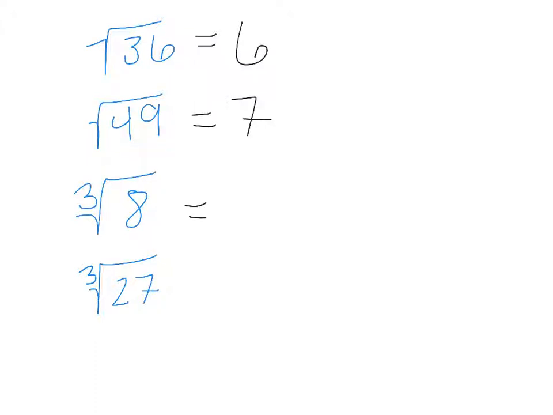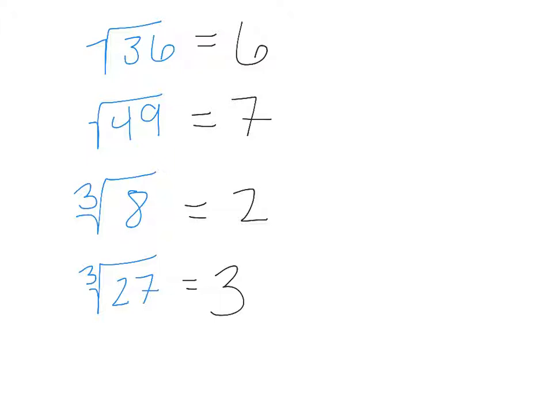The cube roots are a little trickier, because you have to think what number times itself 3 times is going to get me 8. And honestly, that's just kind of memorizing them. This one is going to be 2. 2 times 2 is 4. 4 times 2 gives me 8. And then the cube root of 27 is going to give me 3. 3 times 3 is 9. 9 times 3 is 27.